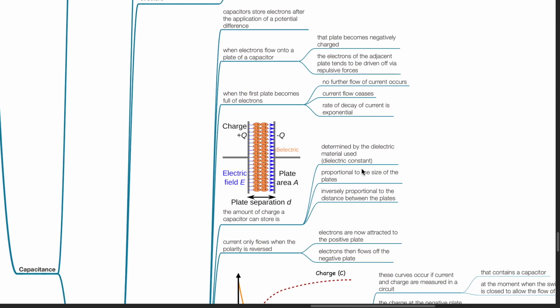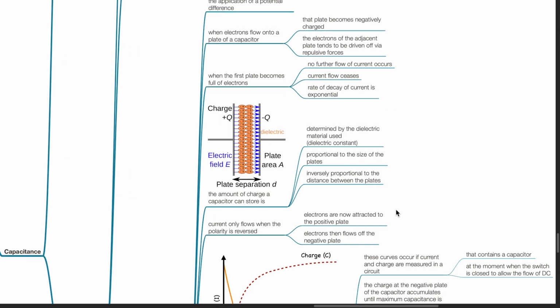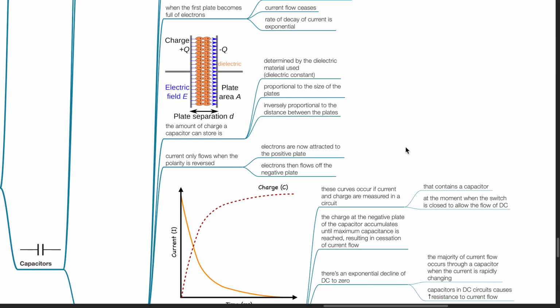The amount of charge a capacitor can store is determined by the dielectric material used, the dielectric constant. The amount of charge is also proportional to the size of the plates and inversely proportional to the distance between the plates. Current only flows when the polarity is reversed. Electrons are now attracted to the positive plate. Electrons then flow off the negative plate.